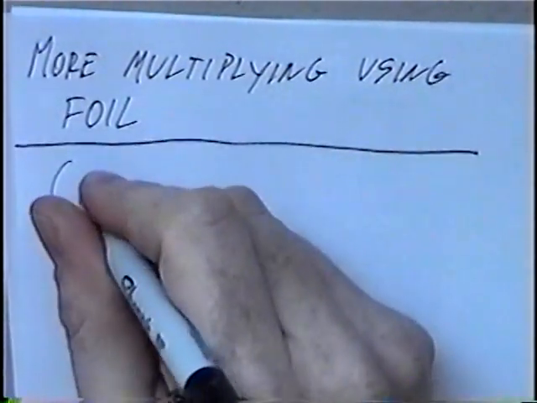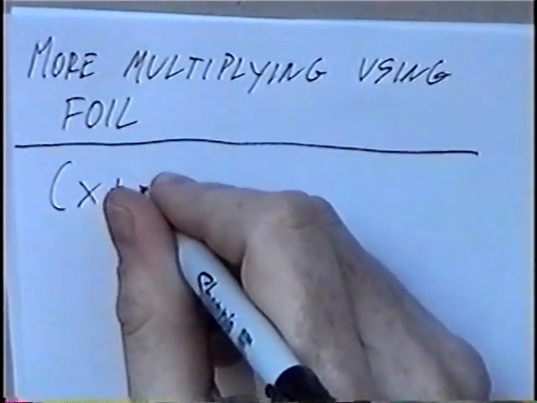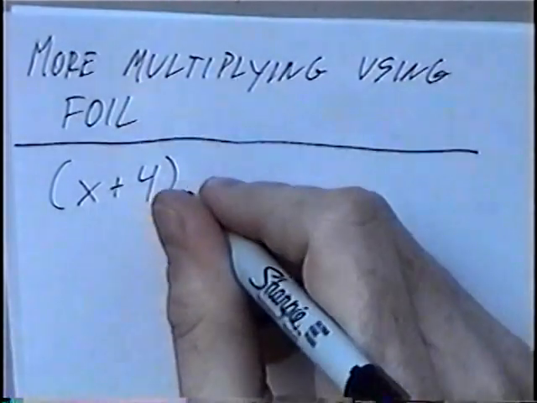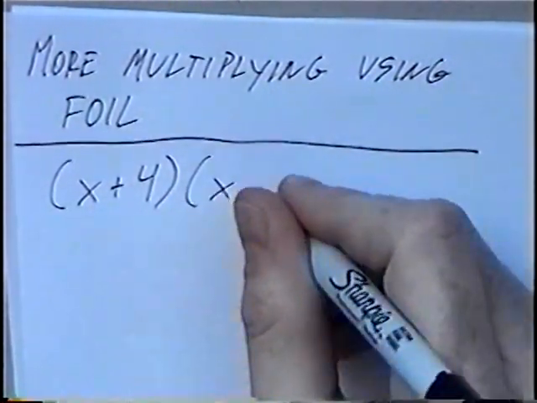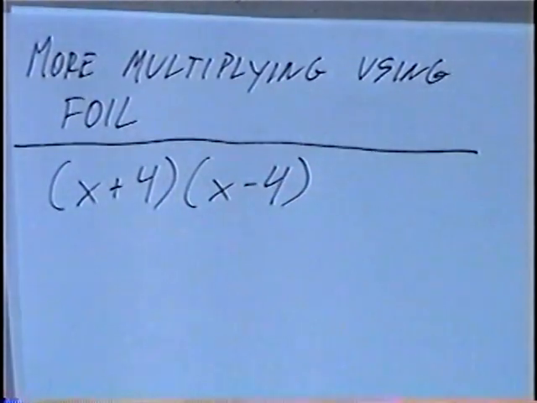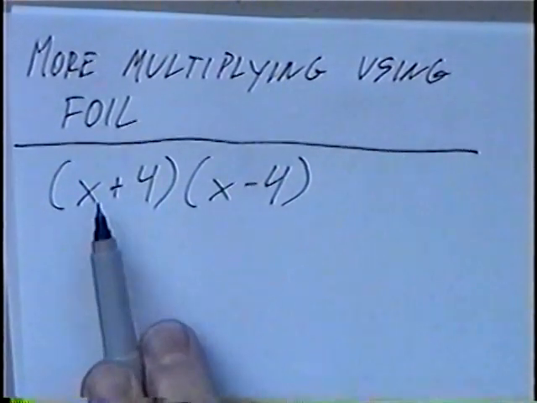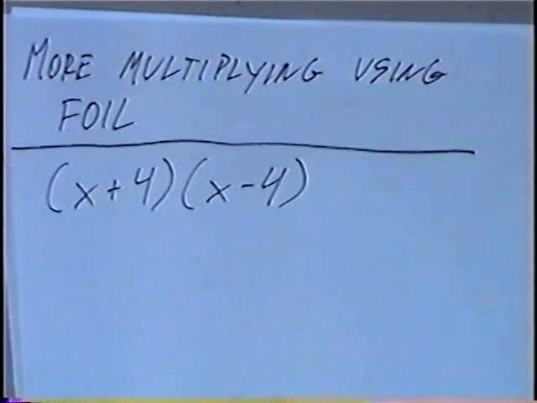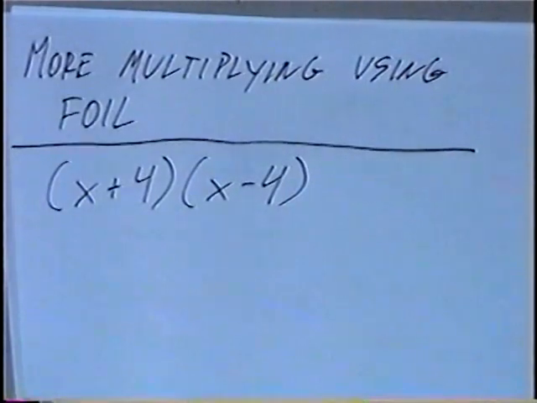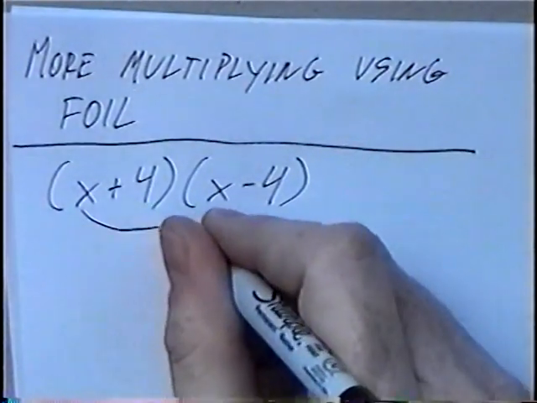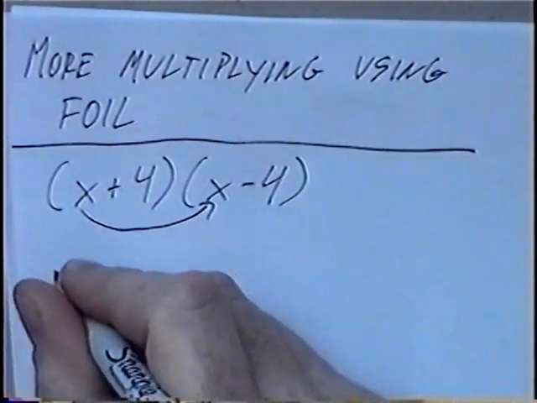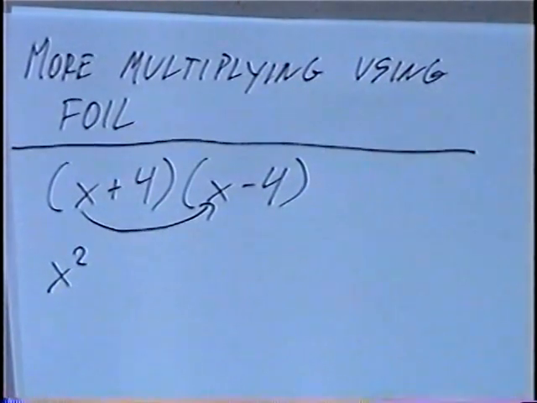First question. In the first parentheses, x plus 4, and the second parentheses, x minus 4. Again, multiplying binomials, each parentheses has two terms, or two numbers and letters. We can multiply the first terms, x times x, which would be x squared.